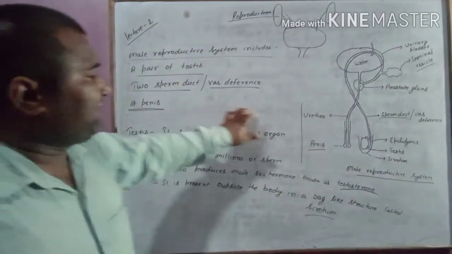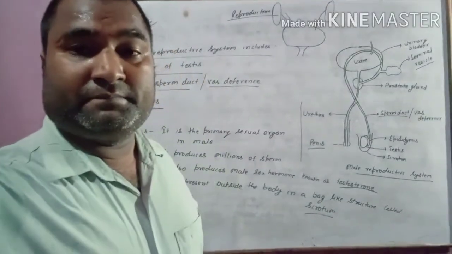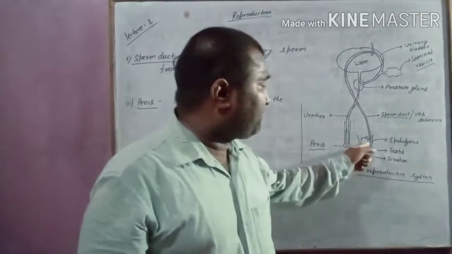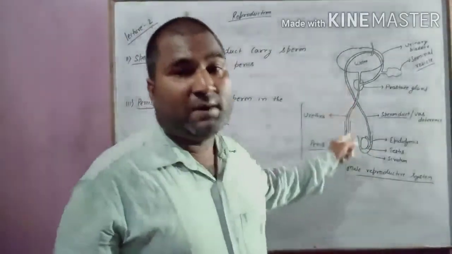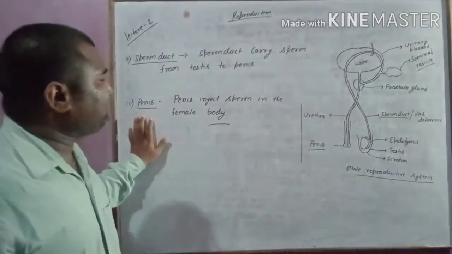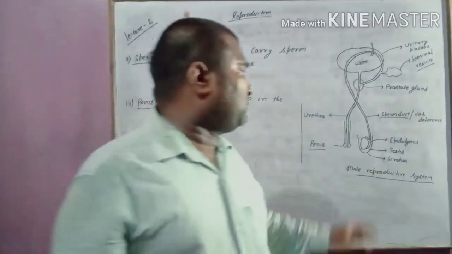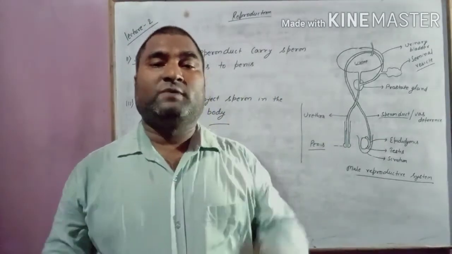Okay, so this is the testis. Okay, sperm duct. This is the sperm duct. It carries sperm from the testis to the penis, and the penis injects sperm into the female body. So there are these three structures that you have seen.